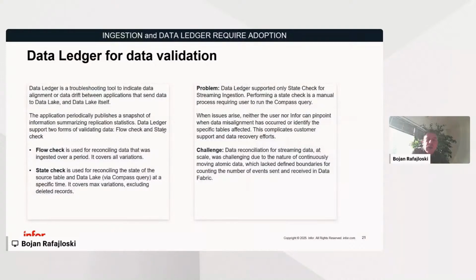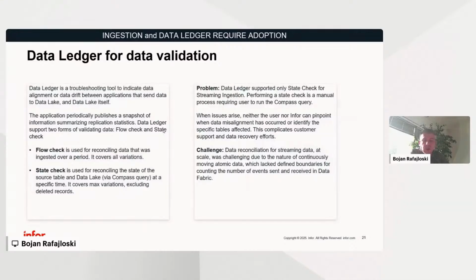However, there is another check that is done manually, and that is the state check. That's where the source application tells us that at a given point in time, this is the amount of records that exist in the source's database tables. And we check that manually with Compass to count the max variations that exist at that given time as well. The flow check is done automatically by the source application and the data fabric application. The state check is provided automatically by the source application. However, we are not checking it automatically. A user has to come to the Data Ledger application and run the query to count the records in Compass.